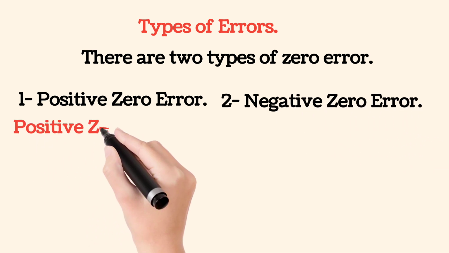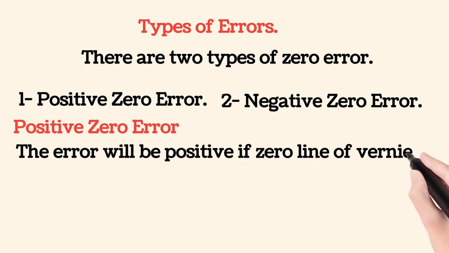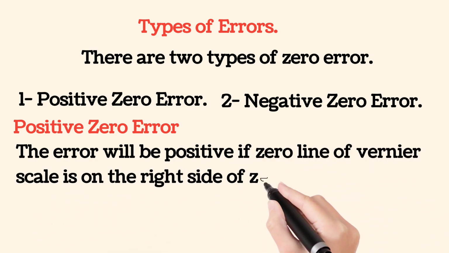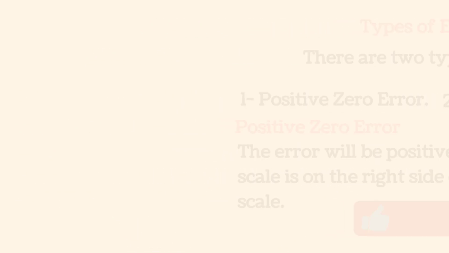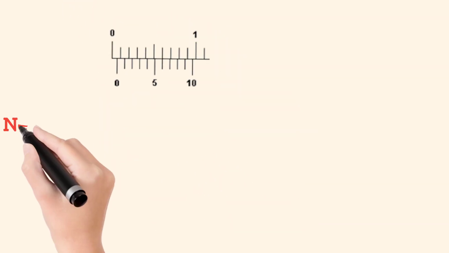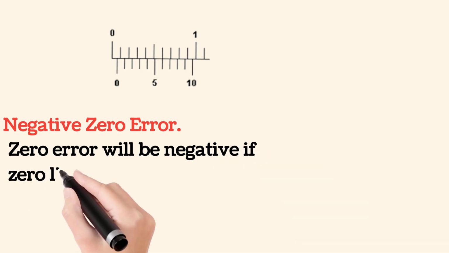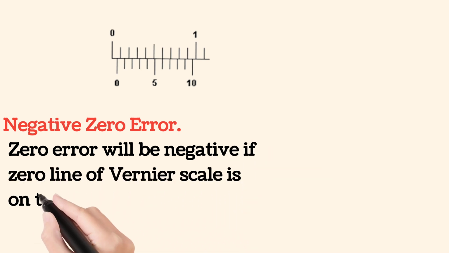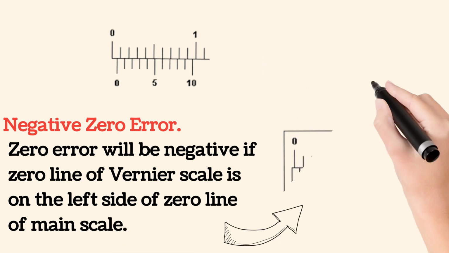Positive zero error. The error will be positive if zero line of Vernier scale is on the right side of the zero line of main scale, as shown in figure. Negative zero error. The zero error will be negative if zero line of Vernier scale is on the left side of zero line of main scale, as shown in figure.